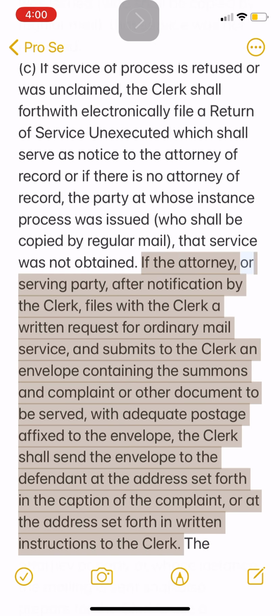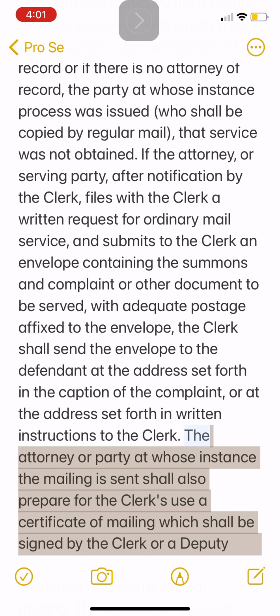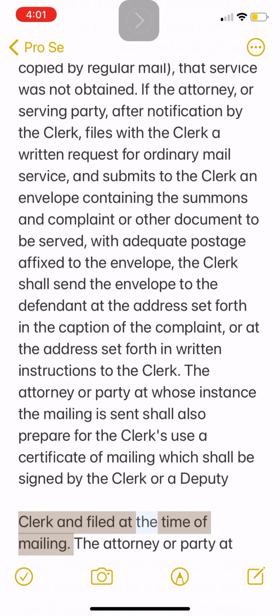If the attorney, or serving party, after notification by the clerk, files with the clerk a written request for ordinary mail service, and submits to the clerk an envelope containing the summons and complaint or other document to be served, with adequate postage affixed to the envelope, the clerk shall send the envelope to the defendant at the address set forth in the caption of the complaint, or at the address set forth in written instructions to the clerk. The attorney or party at whose instance the mailing is sent shall also prepare for the clerk's use a certificate of mailing, which shall be signed by the clerk or a deputy clerk and filed at the time of mailing.